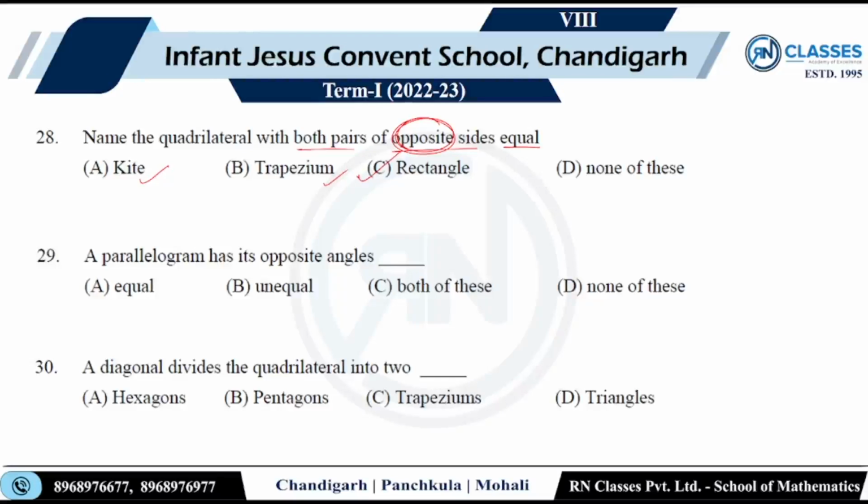Right? Next one. The parallelogram has its opposite angles equal, unequal, both of these, none of these. कैसे हो सकता है? Unequal तो होते नहीं, both of these हो नहीं सकता, none of these. Equal पता था पहले से ही answer, आपको पीछे जाने की जरूरत ही नहीं थी.